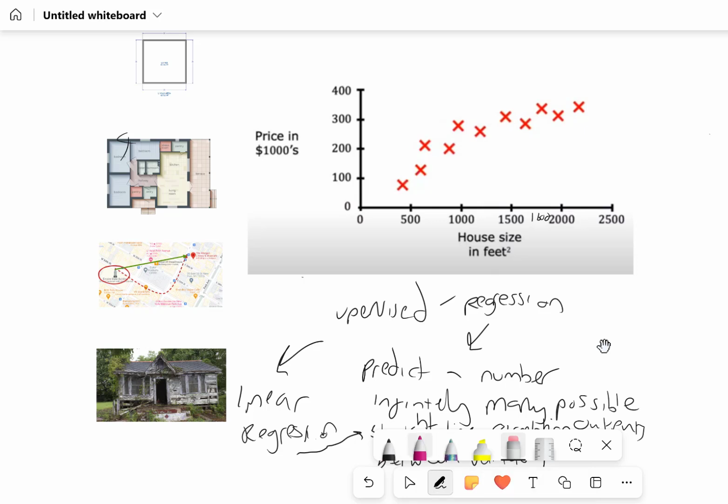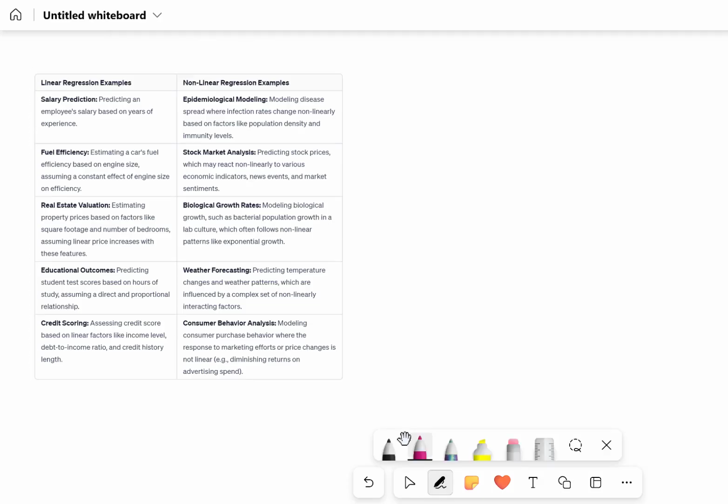let me just put non-linear up here, and where do we use that? When there is correlation, but it is not linear. Okay, so basically, let's give some examples of linear versus non-linear regression models. I'm not going to go through every single one, but I'm going to do a few.